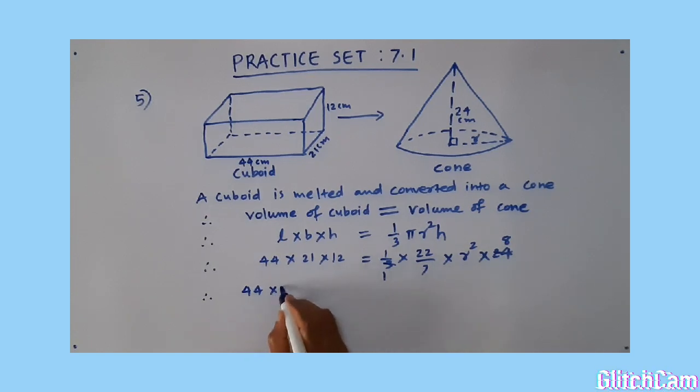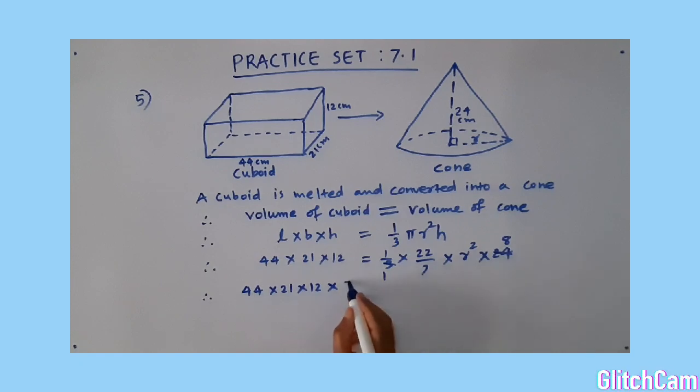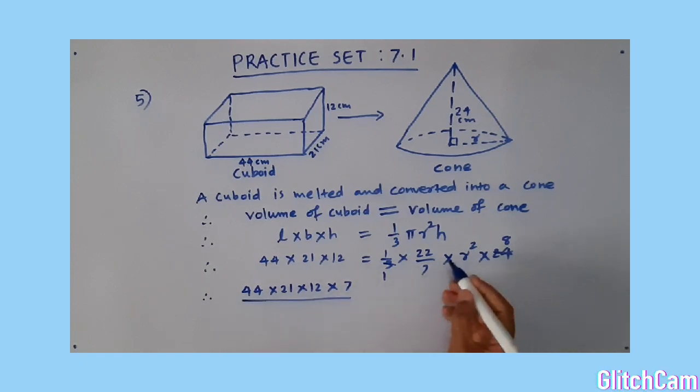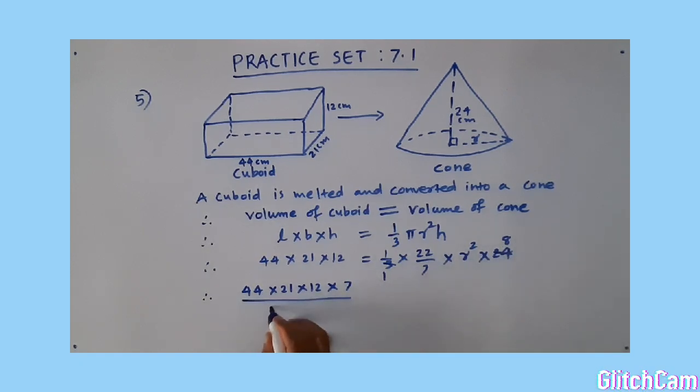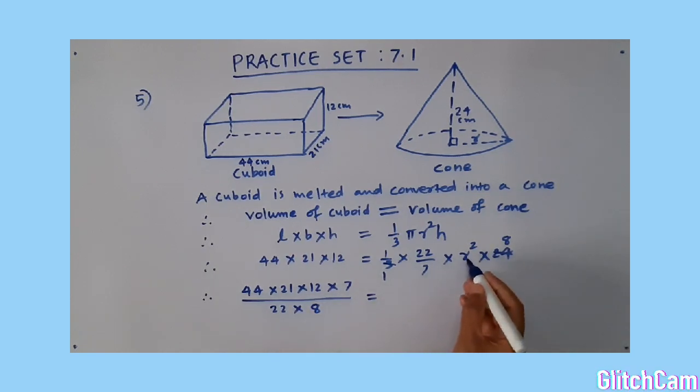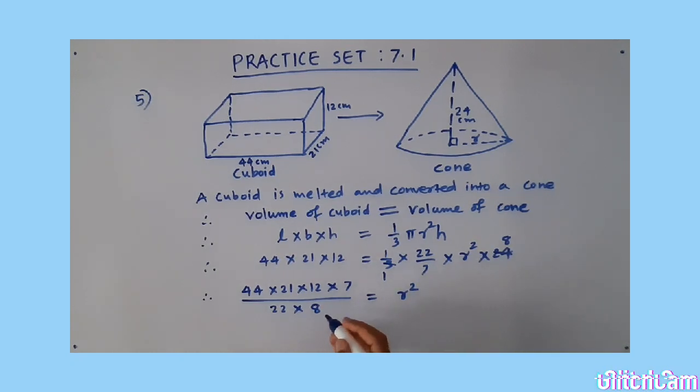44 multiplied by 21 multiplied by 12 multiplied by 7. This you have all studied earlier, and the numbers which are in the numerator will be written here in the denominator. 22 multiplied by 8, and remember what is left on the other side, it is r squared. Now simply we have to do the calculation.